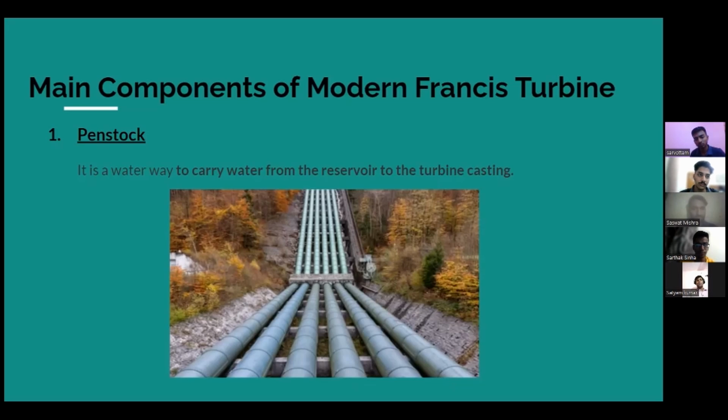Penstocks are pipes or long channels that carry water from the hydroelectric reservoir to the turbine inside the actual power station. Generally they are made of steel, with water flowing under high pressure through the penstock.